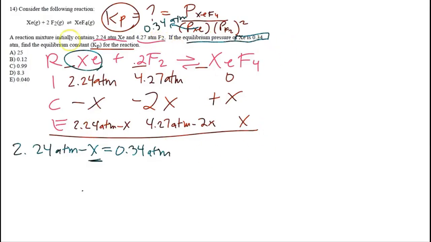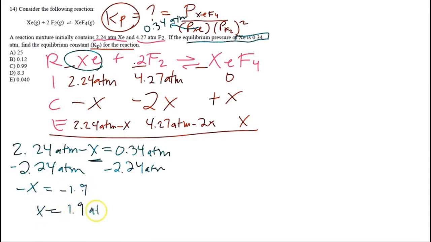I made my ICE table just based off this first sentence. And then when I continued to read, I found out that it already gave me one of my equilibrium values, which is my partial pressure of Xe here. So I can solve for X. How do I do that? Subtract by 2.24 atmospheres. So minus X is going to equal minus 1.9. So X is equal to 1.9 atmospheres. That is powerful. Now what can I do with it?